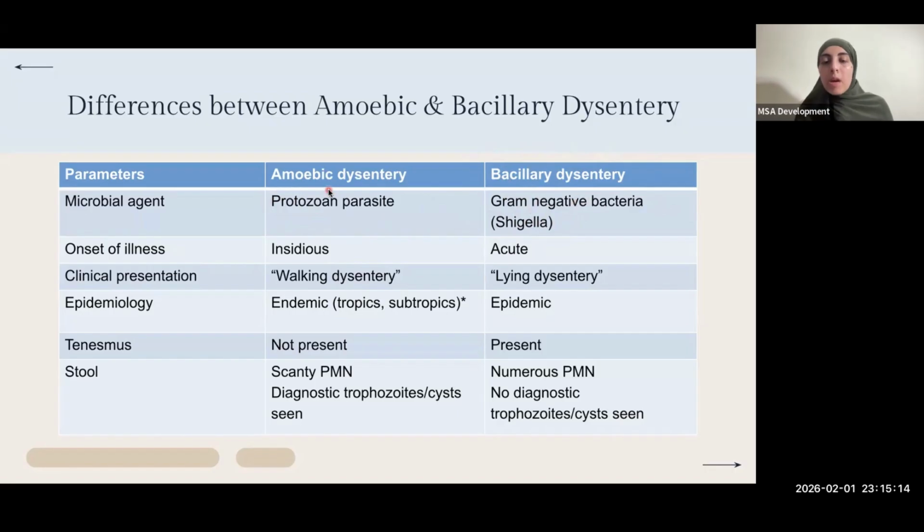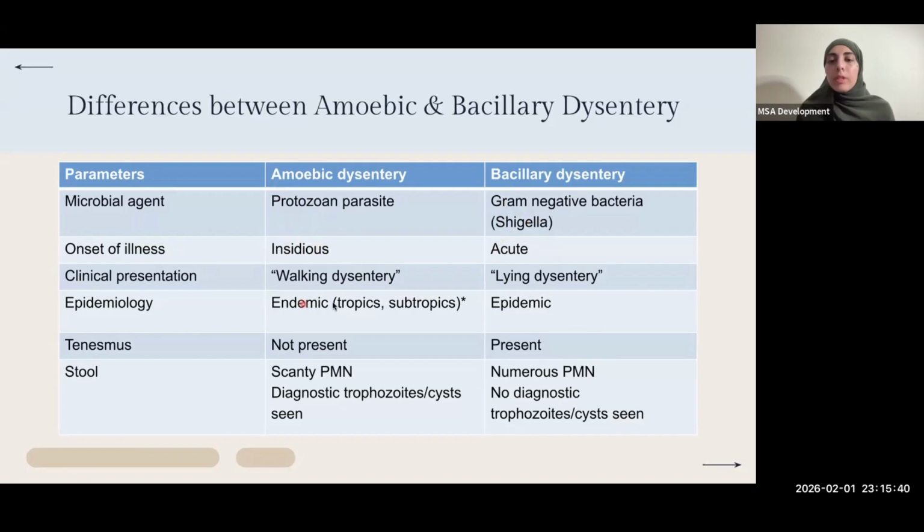The difference between amoebic dysentery and bacillary dysentery, obviously amoebic is a protozoan and bacillary is a gram-negative bacteria, but the difference is, so you have a patient coming with dysentery, okay? You don't know whether this is Entamoeba or Shigella, okay? What are some key things in the history of the patient that may point you towards one of those in a patient coming with dysentery? If it's more insidious in onset, it's more likely to be amoebic. If it's acute, then it's probably bacillary or Shigella.